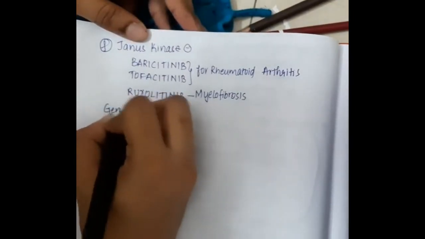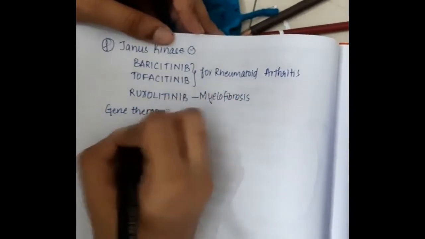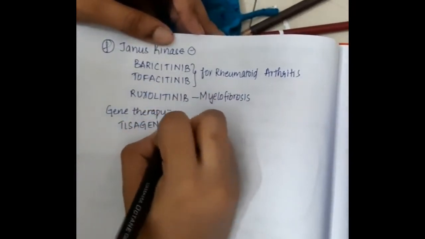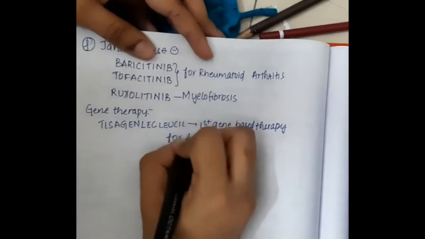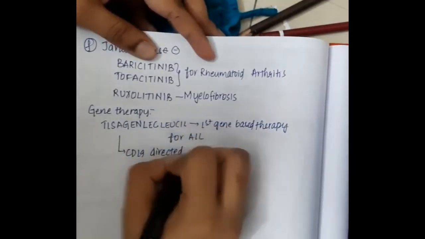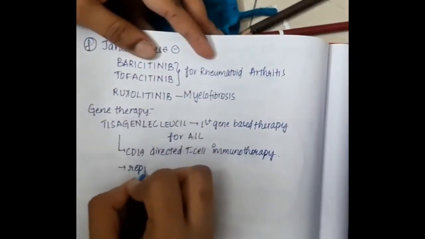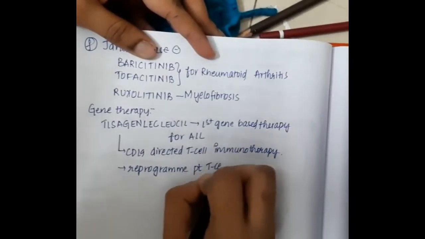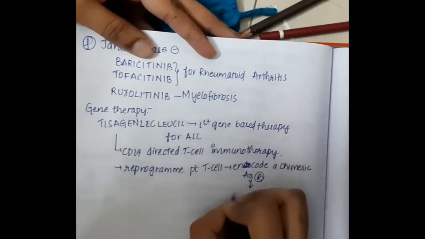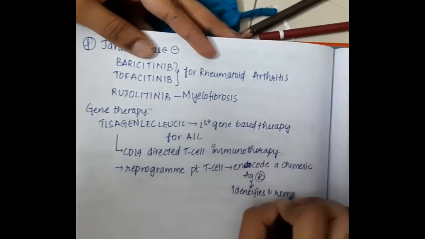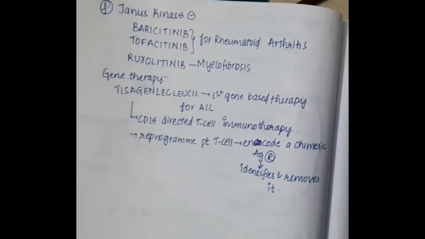Then if you see gene therapy, the drug tisagenlecleucel is the first gene based therapy for acute lymphocytic leukemia, and this is a CD19 directed T cell immunotherapy. It reprograms the patient's T cells to encode a chimeric antigen receptor, and it identifies and removes the cancer cells.